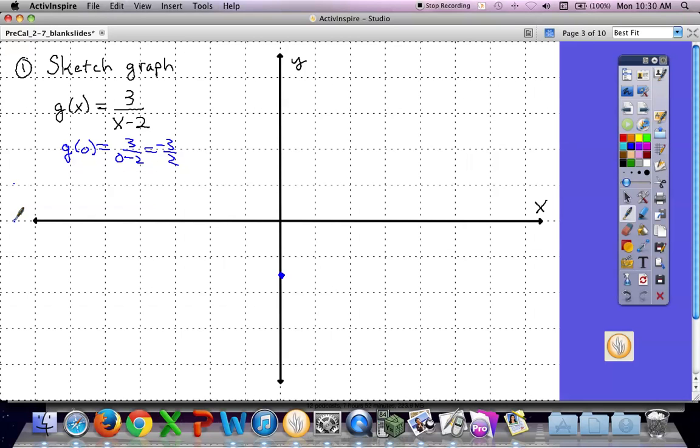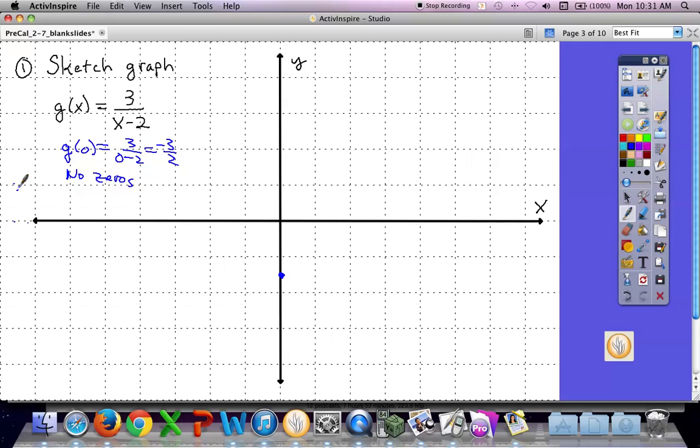Let's see, the zeros of the function. Set the numerator equal to 0 and solve for x. Is there any x in the numerator? Do you see any x in the numerator? There's no zeros. There's no way to make that equal 0. It's a constant. So we have no zeros, which means it doesn't cross the x-axis.